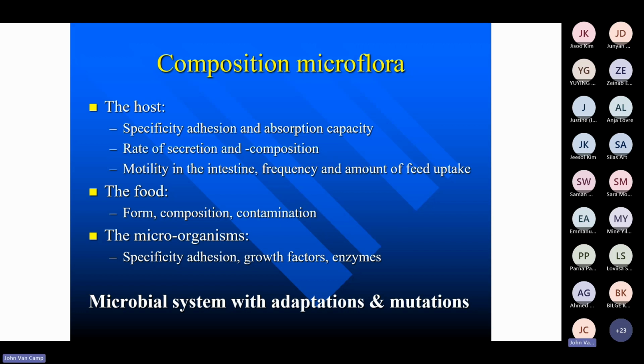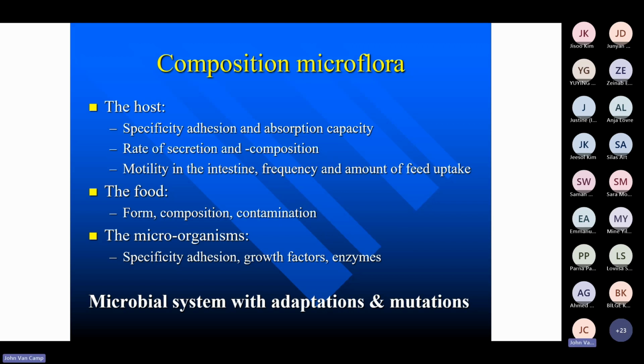We can also influence the motility of the intestine, so the speed by which the food is transported through the GI tract, and then the frequency and the amount of the food or the feed that we take up. So all these elements that are host related will determine the composition of the microbiota.